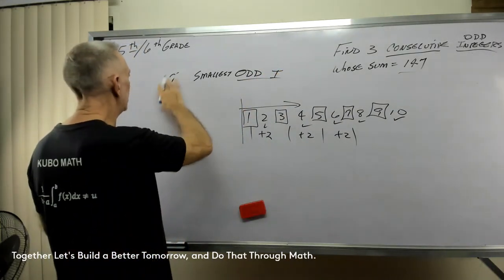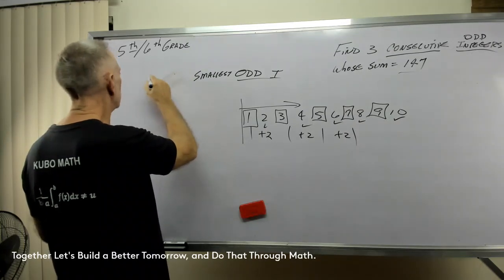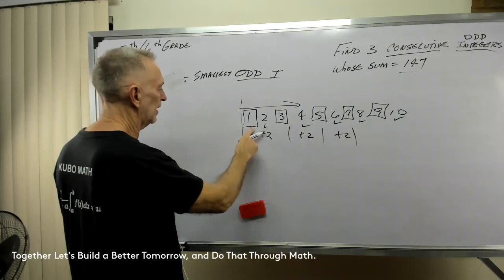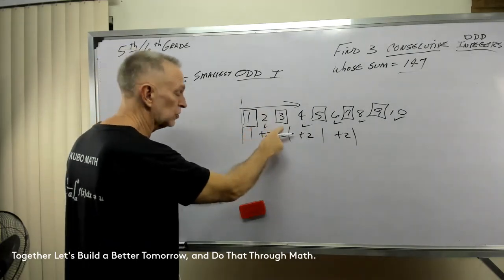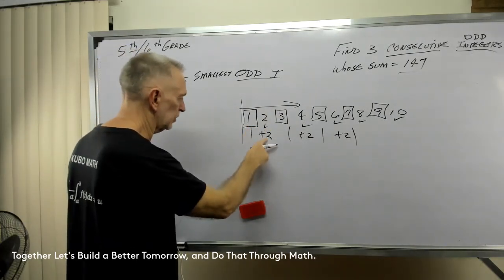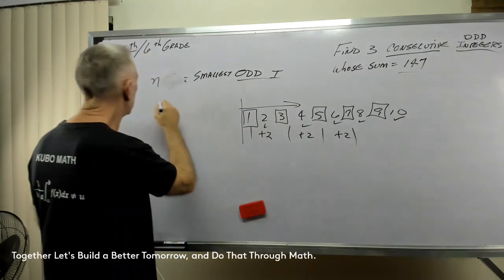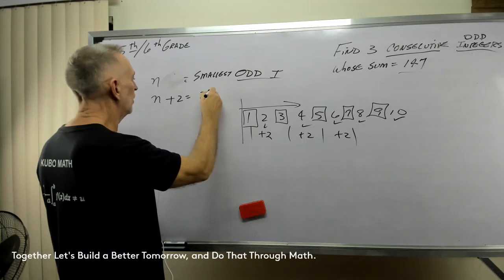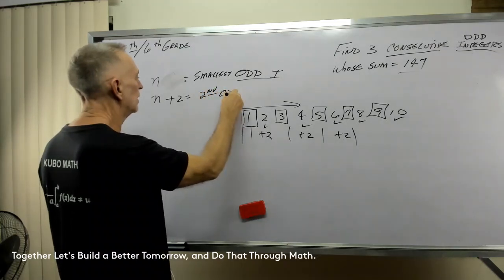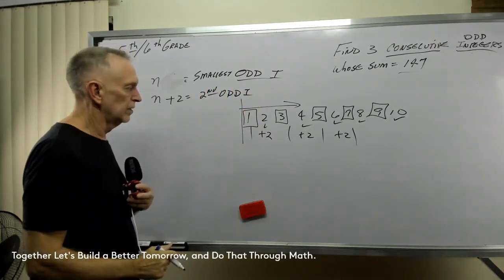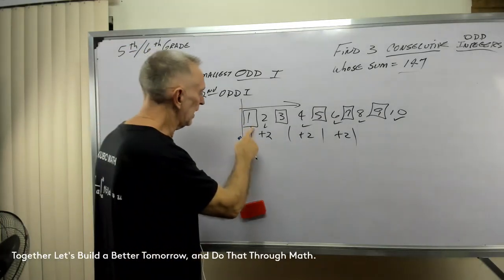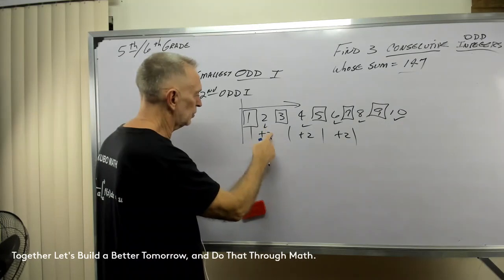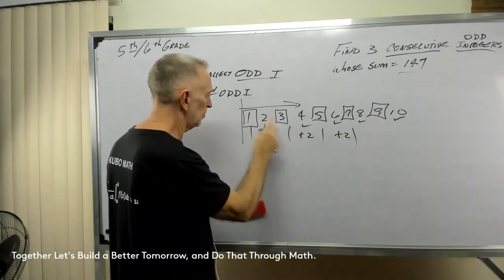Well, if n is my first one, just like starting here, if I let this be n, my next one is what? N plus 2. N plus 2 equals the second odd integer. Now if this were my n, what's the next number? N plus 2 plus 2. So n plus 4.